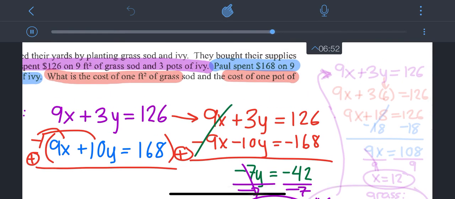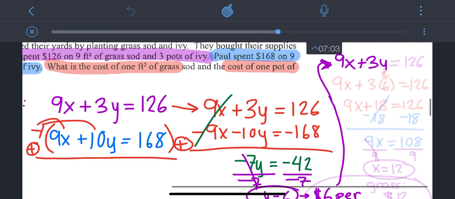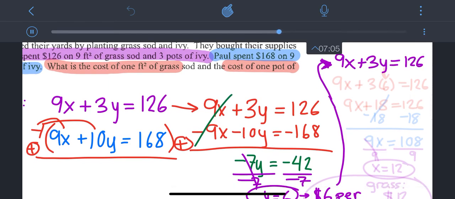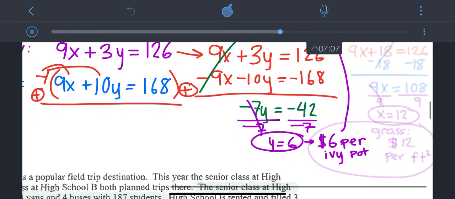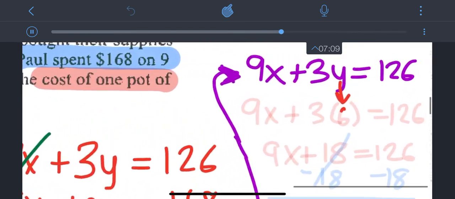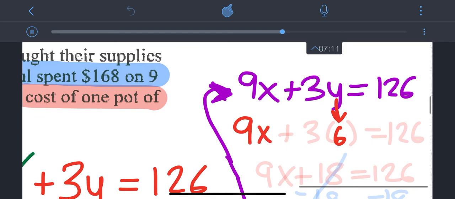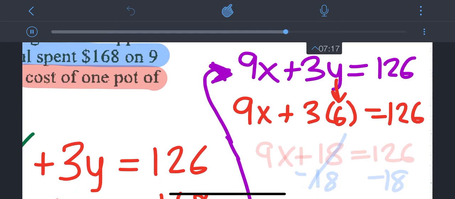9x plus 3y equals 126. We just figured out that y is 6. So we're going to have 9x plus 3 times 6 equals 126. Well, 3 times 6 is 18.